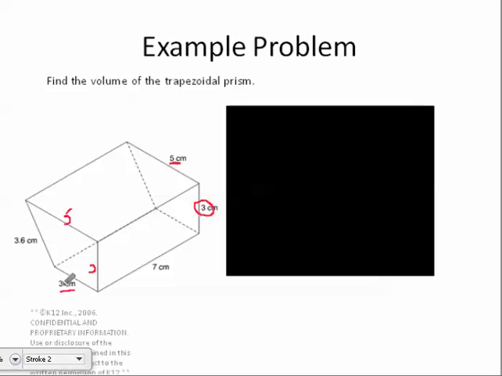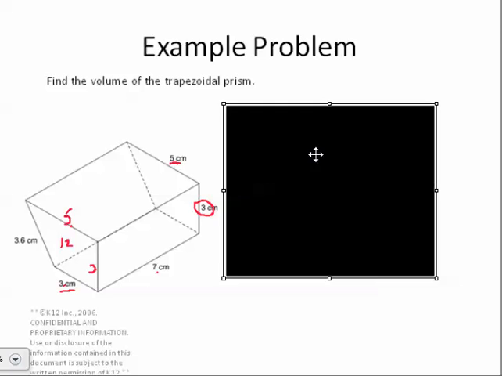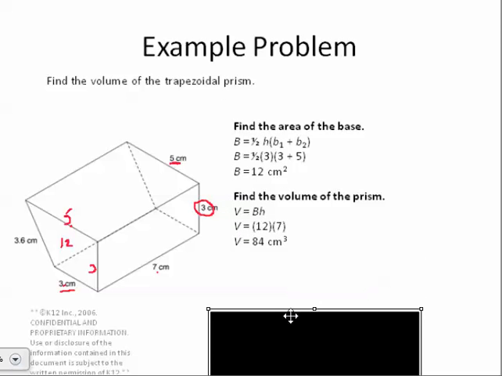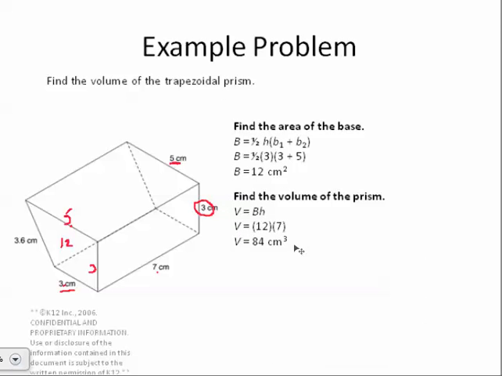So I can take 3 plus 5, that's 8. 8 times 3 is 24, divided by 2 is 12. So the area of my base is 12. I'm going to multiply that times 7, and I'm going to get 84 centimeters cubed.